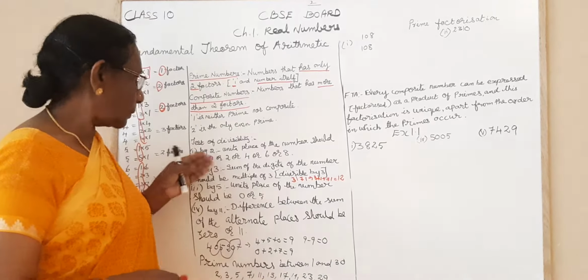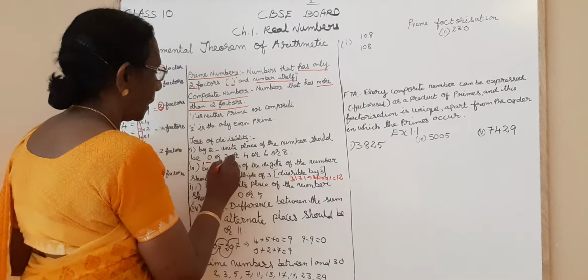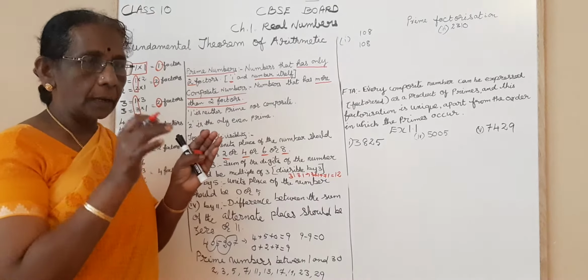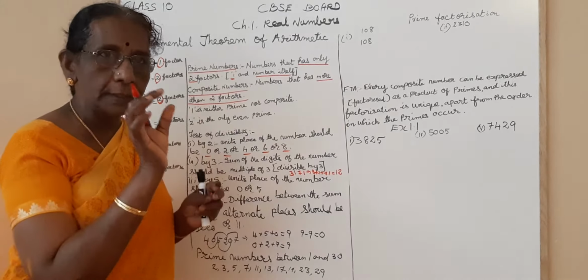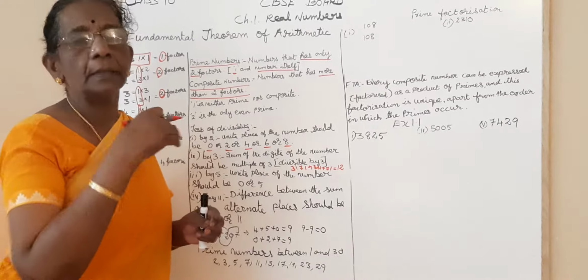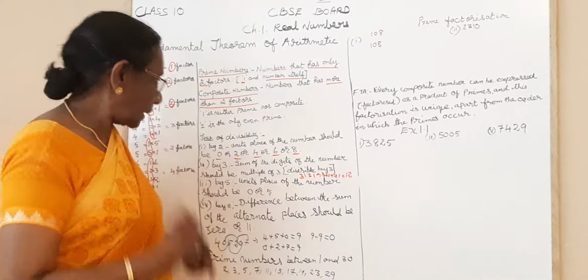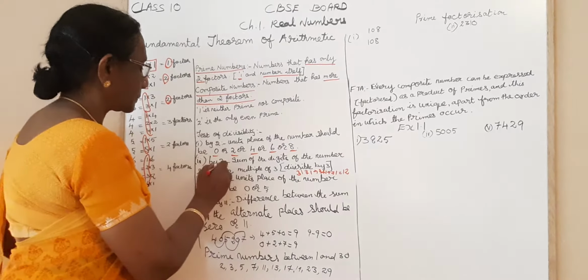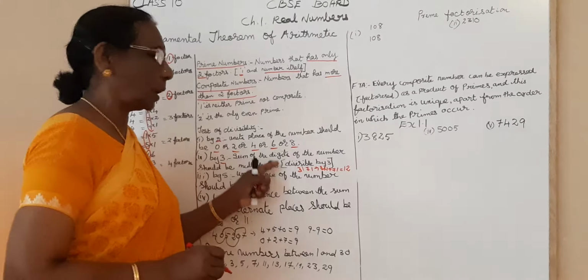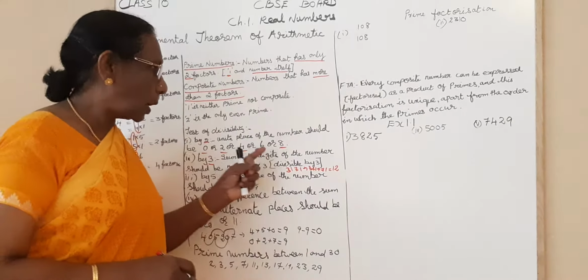Okay, so what is the test of divisibility by 2? The units place of the number should be 0 or 2 or 4 or 6 or 8. In a big number, if you see the units place is 0 or 2 or 4 or 6 or 8, you can say straight away it is divisible by 2. So you can divide by 2 straight away. Okay, next one, test of divisibility by 3. The sum of the digits of the number should be a multiple of 3, or divisible by 3. Multiple of 3 and divisible by 3 mean the same.